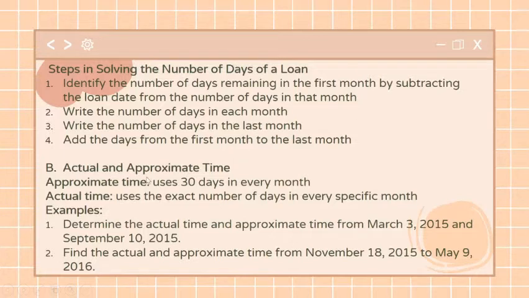Under interest, we also need to determine the actual and approximate time. The time period, which is T, should be determined using the number of days involved. There are two ways of determining the time period. It can be approximate or actual time. An approximate time uses 30 days in every month, while the actual time uses the exact number of days in every specific month. Okay? So let's have examples on how we determine the actual and approximate time.